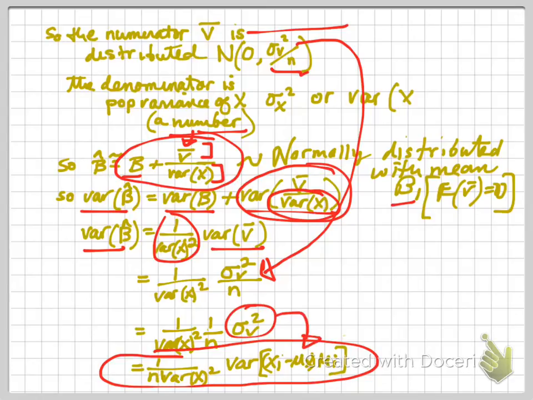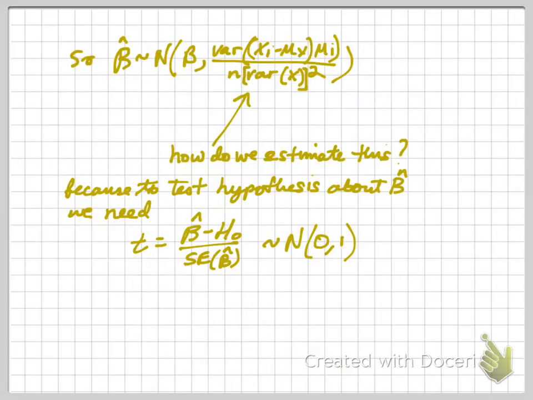So we get this term. Beta hat is normally distributed with mean beta, the underlying true population mean, and variance, that's this number. This again looks like a complicated number, and we're going to worry in the next video about how to estimate this.